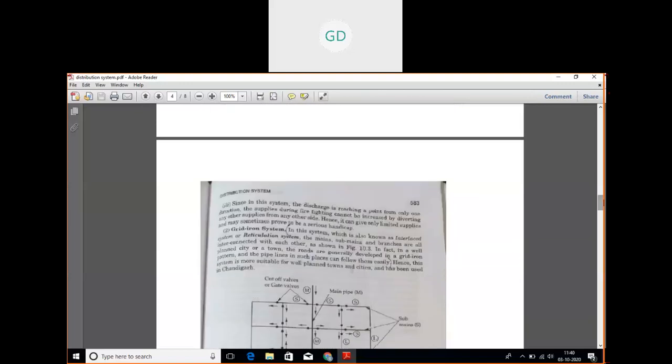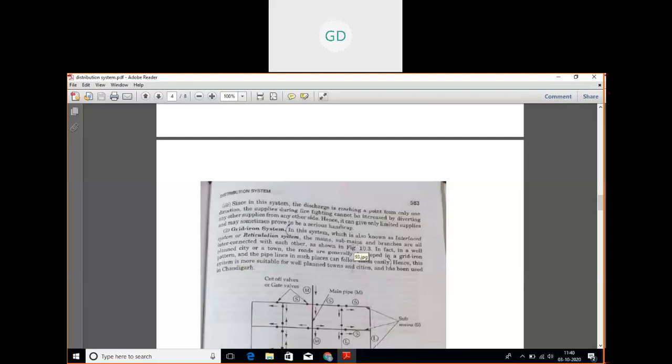And number three, since in this system the discharge is reaching a point from only one direction, the supplies during firefighting cannot be increased by diverting any other supplies from any other side. Hence, it gives limited supplies and may sometimes prove to be a serious handicap. It is also the same thing, since the water is coming from only one single pipe.